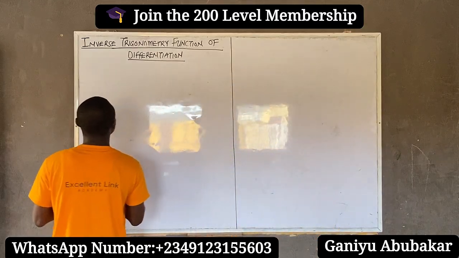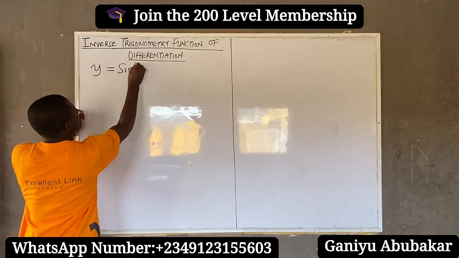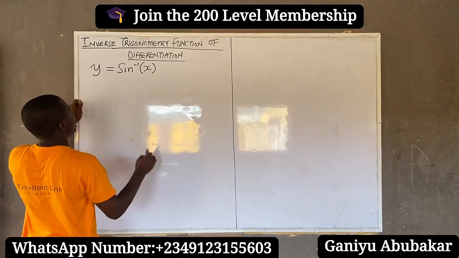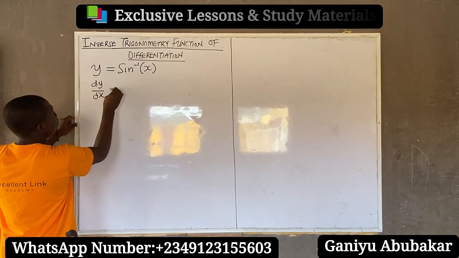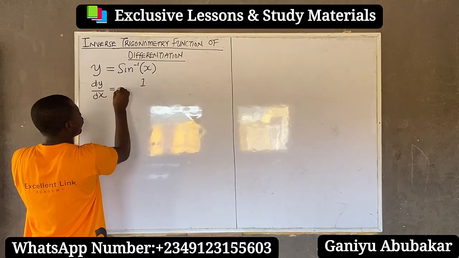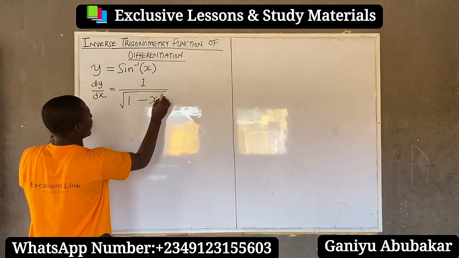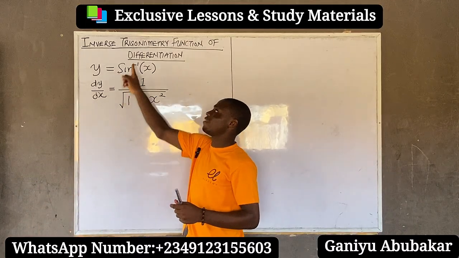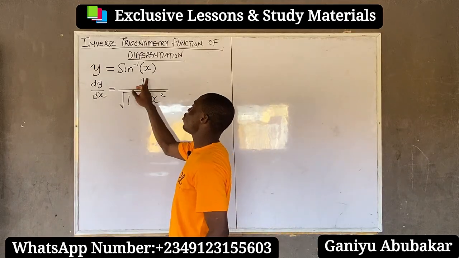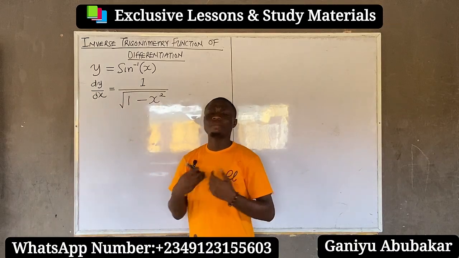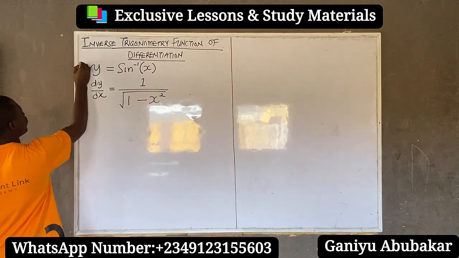Under this concept, given that y is equal to sine inverse of x, dy/dx is equal to 1 all over root 1 minus x squared. So if you are given that y is equal to sine inverse of x, if you differentiate sine inverse of x, you have that dy/dx is what? 1 all over root 1 minus x squared. That's for your number 1.